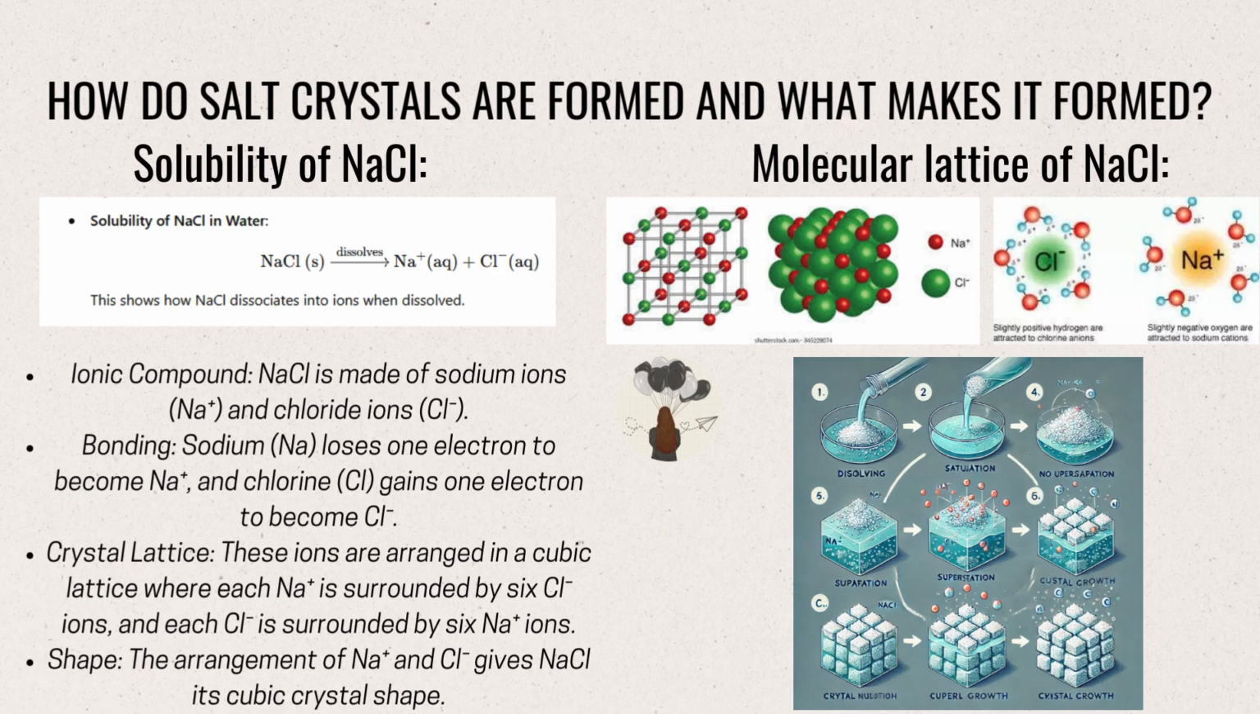So how about the crystal lattice? These ions are arranged in a cubic lattice where each Na+ is surrounded by 6 Cl- ions and each Cl- is surrounded by 6 Na+ ions. For the shape, the arrangement of Na+ and Cl- gives NaCl its cubic crystal shape. As you can see, from this picture of the molecular lattice of NaCl, it shows the details of it. The last picture is about how salt crystals are formed, and this is the diagram about it.